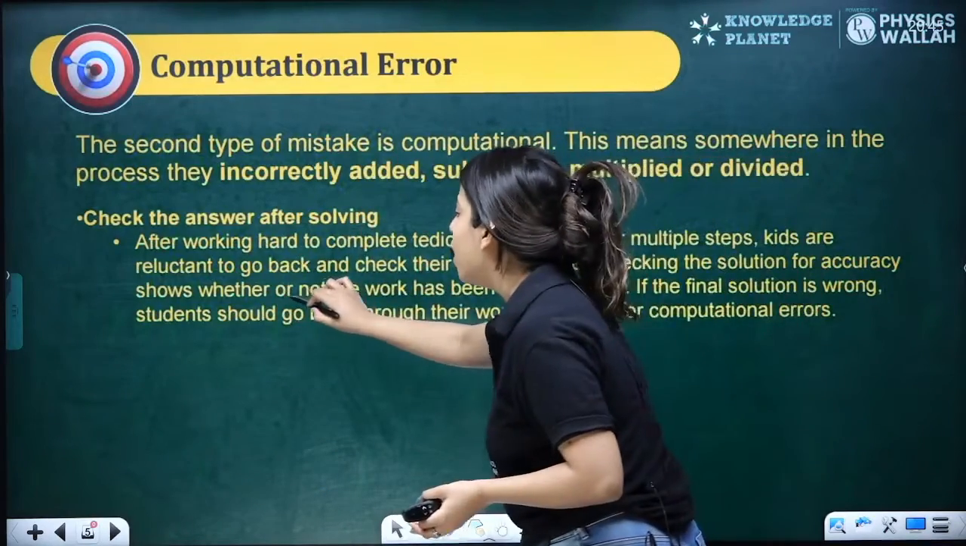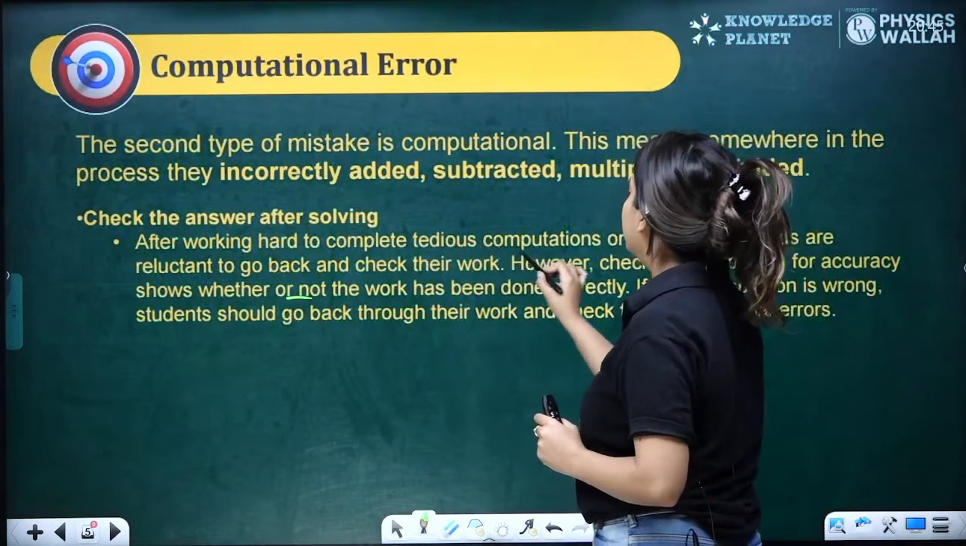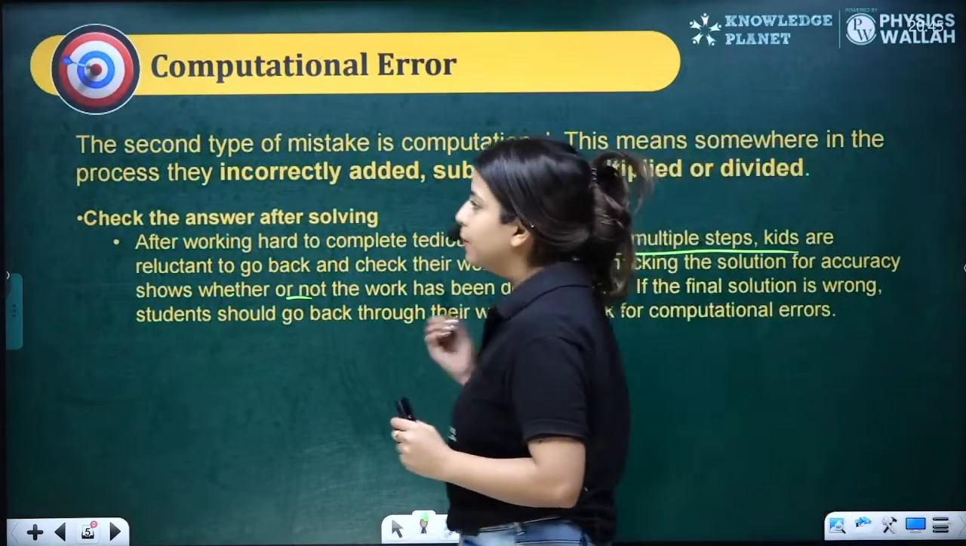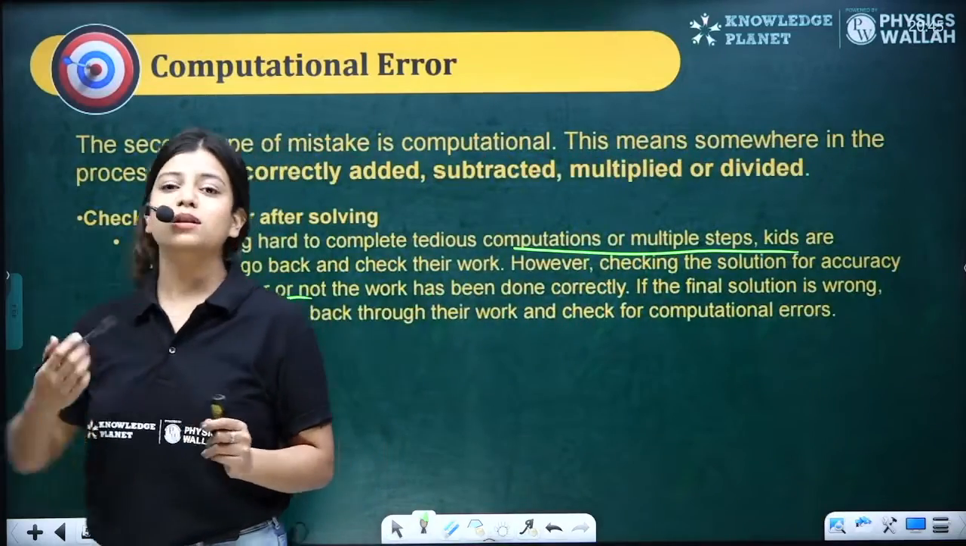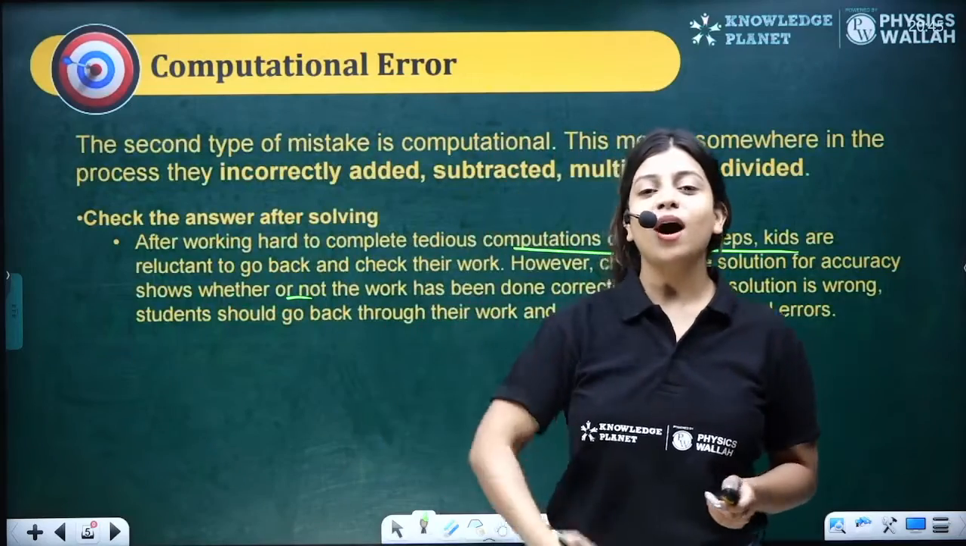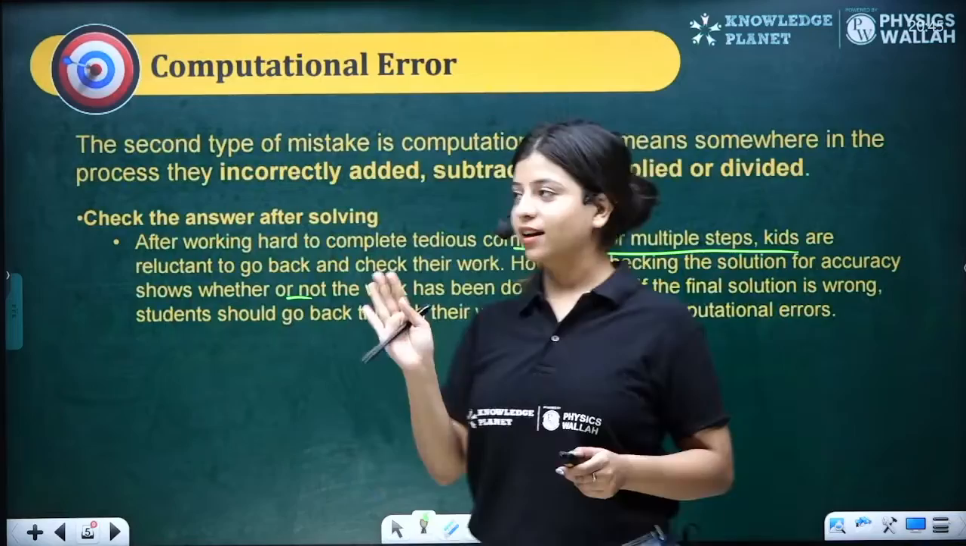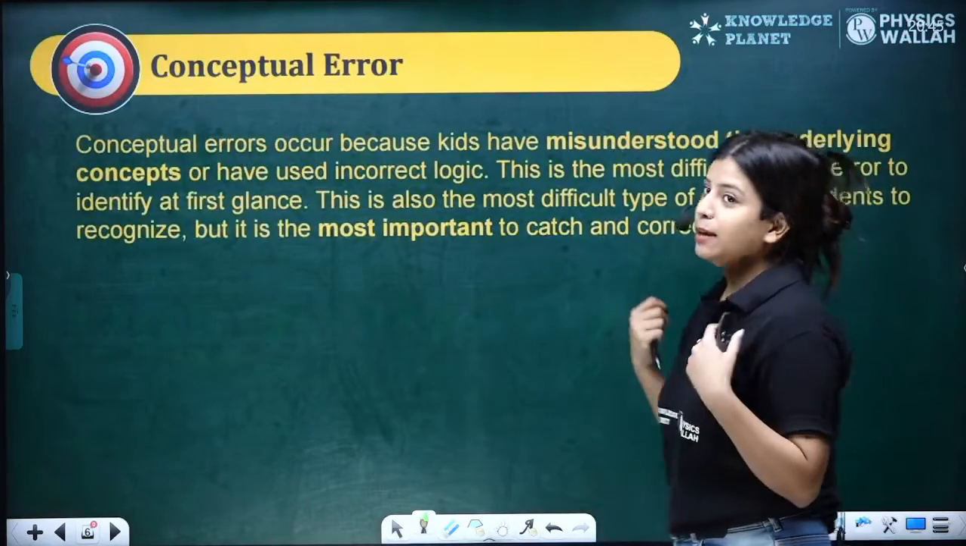Basically, show your work every time you're doing a calculation. After working hard, these small mistakes will take away a lot of marks. So don't do that. Let us stick to good addition, subtraction, multiplication, and division with a cross check of things. The next thing is the conceptual error.